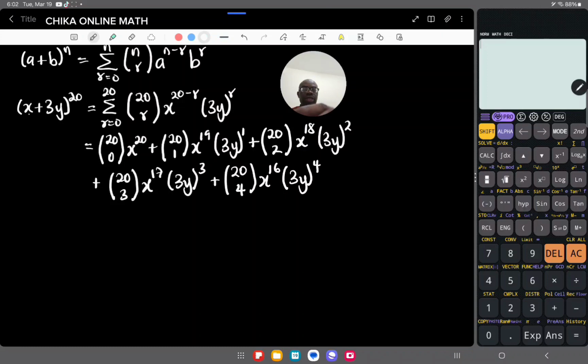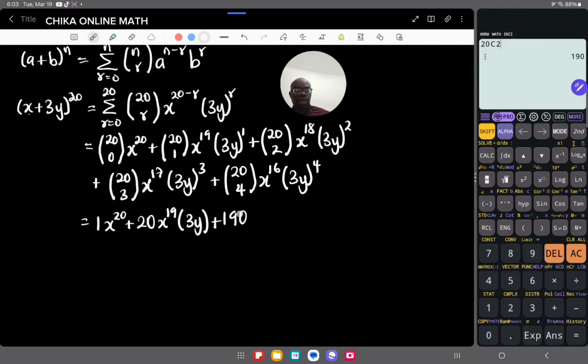Okay, and we press 20 combination 0. So 20 combination 0 is 1. So we have equal to 1 times x raised to power 20 plus, then next we calculate 20 combination 1. So 20 combination 1 is 20. So we have 20 x raised to power 19 times 3y raised to power 1, which is 3y, plus, then next is 20 combination 2. So 20 combination 2 is 190.